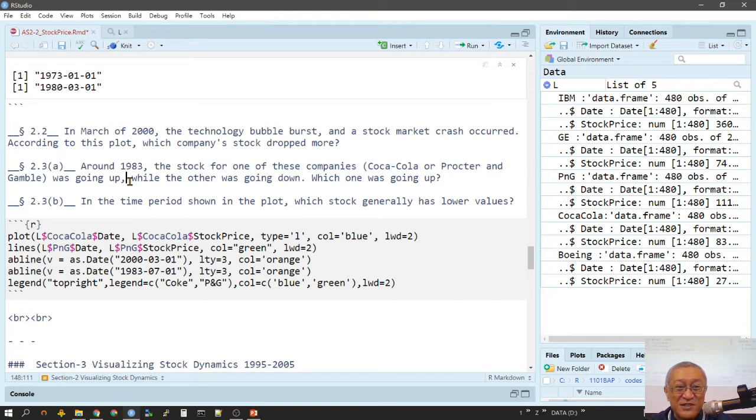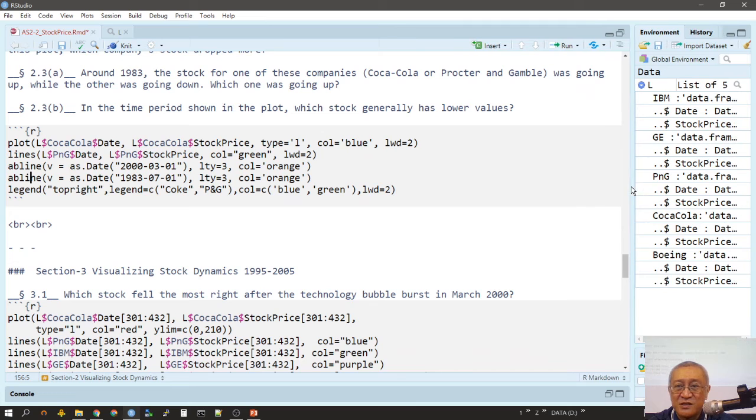And then there's another time, right? 1983. So they're asking, if you draw the line and you want to mark a specific time, you need to use abline to mark the time so you can see it.